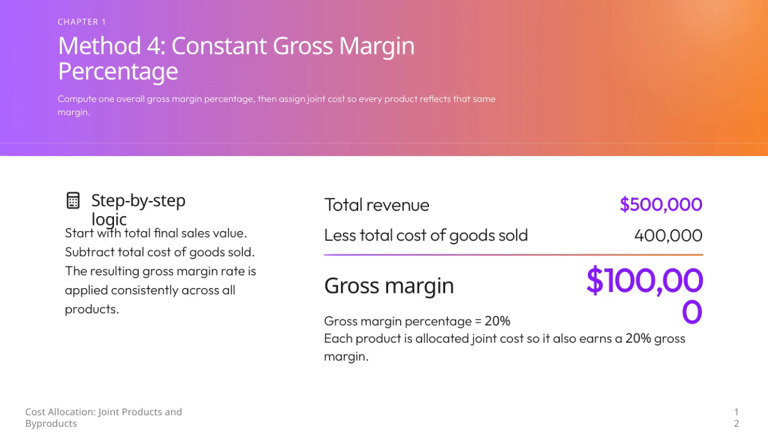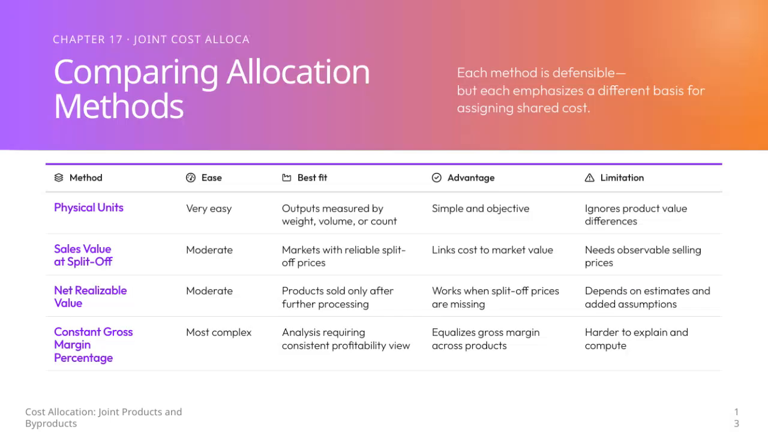On this slide, we're comparing different methods for allocating joint costs in production. First, we have the physical units method, which is very straightforward and easy to apply. It measures outputs by physical units like weight, volume, or count. The advantage here is its simplicity and objectivity. However, it ignores differences in product value, which can be a major limitation.